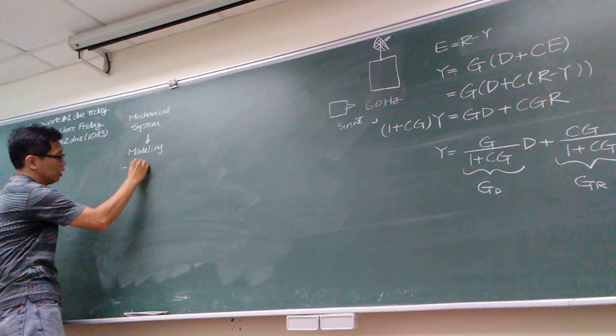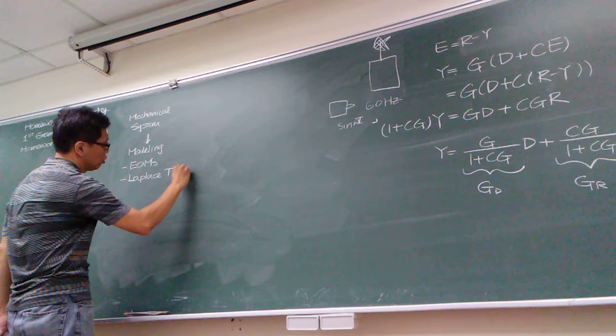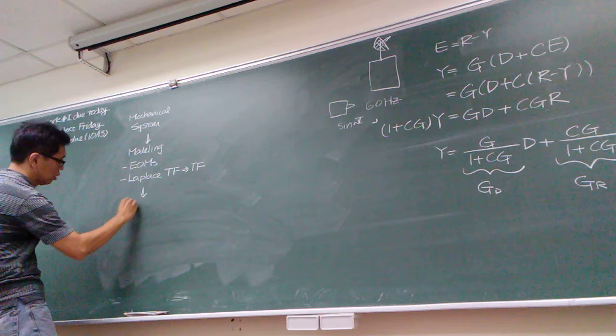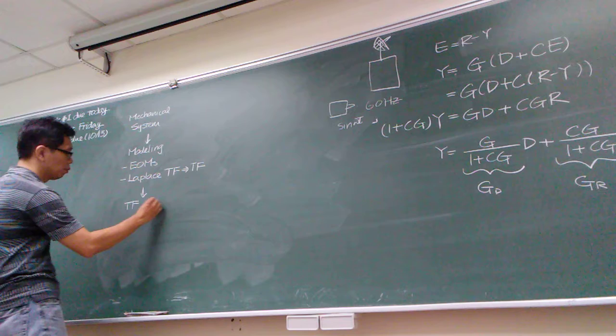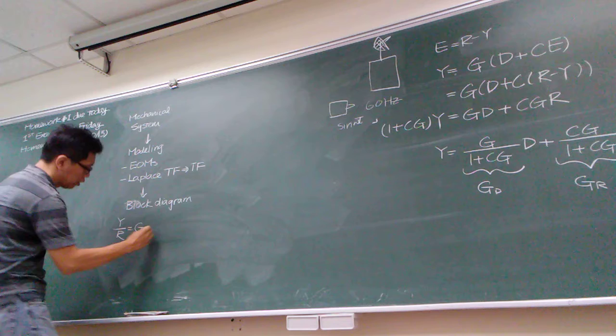One is what? Equations of motion, which is the homework you did this time. And after you have equations of motion, you need to use Laplace transform to get the transfer function. And after you get the transfer function, depending on how you're going to put it, because you might have more than one mechanical system, you need to put everything as one diagram. And the goal is to find the relationship between output and input. Then we start to design what we want to do over here.